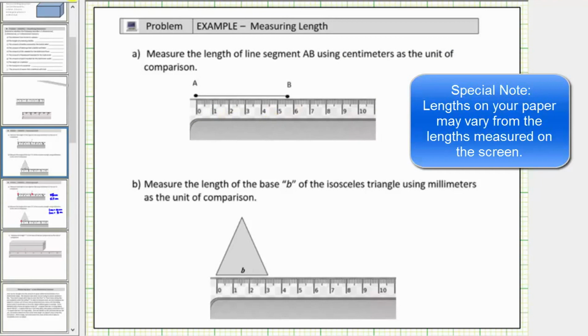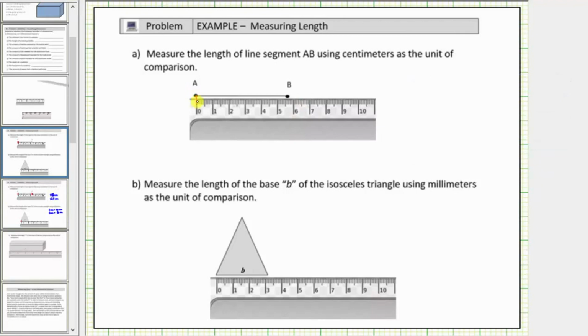To measure the length of segment AB, we line up point A with 0 on the ruler, and then measure the length out to point B. Notice how the length of the segment AB is between 5 and 6 centimeters. Also notice how each centimeter is cut into 10 equally sized parts or pieces, and therefore each smaller length, or the distance between each small tick mark, is equal to 1/10 of a centimeter.